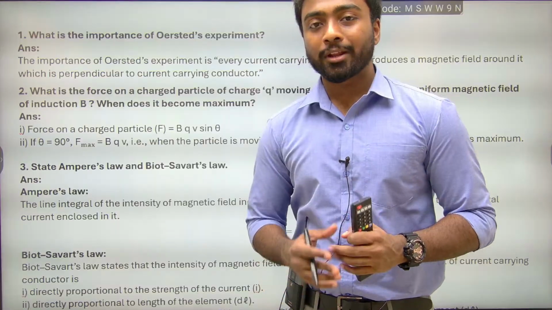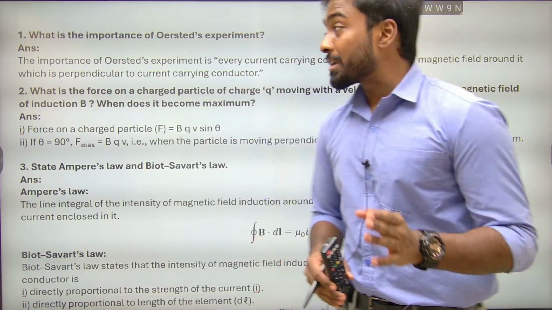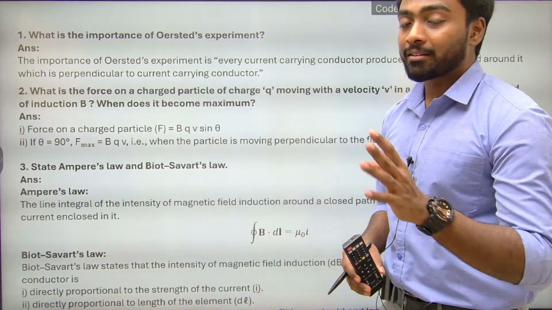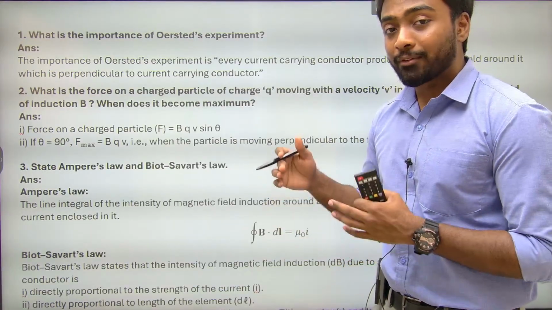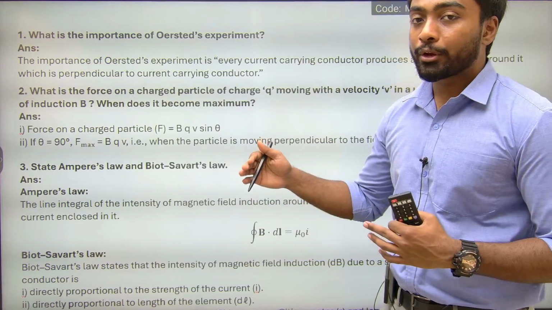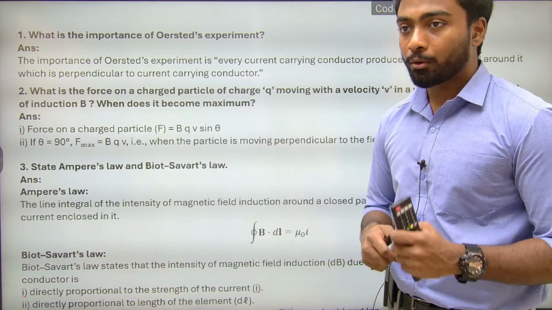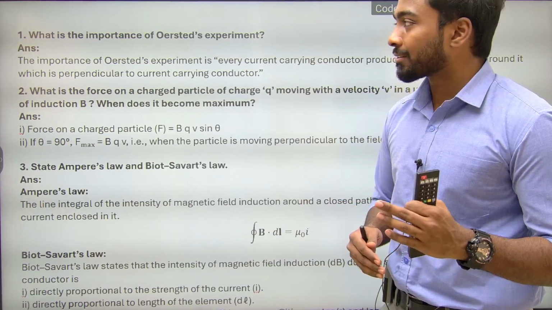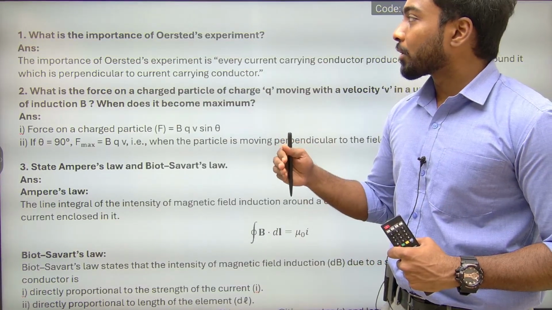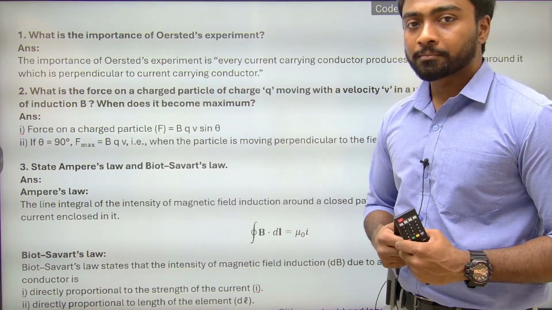In this class we are going to concentrate on class 12th IPE very short answer questions. The topic is moving charges and magnetism and matter. In the last class we also saw this topic, and today's class we are going to continue with those questions. The first question of this class is, what is the importance of Oersted's experiments?